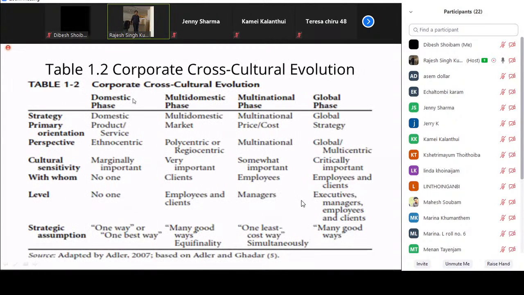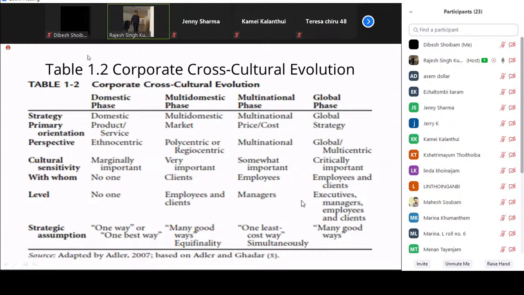Look at the second table. It is corporate cross-cultural evolution. That is, for a company, how the cross-cultural perspective of the organization gets evolved from the first phase, the domestic phase, to the final global phase. If you look at the strategy, domestic, primary orientation, product, then perspective, cultural sensitivity is marginally important, isn't it? For a company catering to its domestic market, its sensitivity to culture is no doubt there, but existence is very marginal, almost negligible.